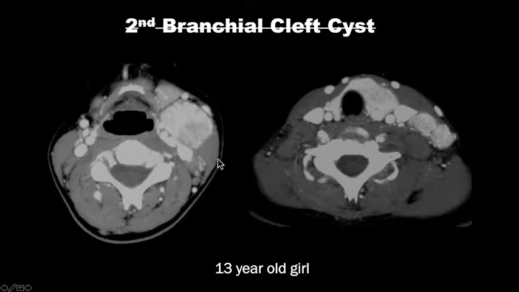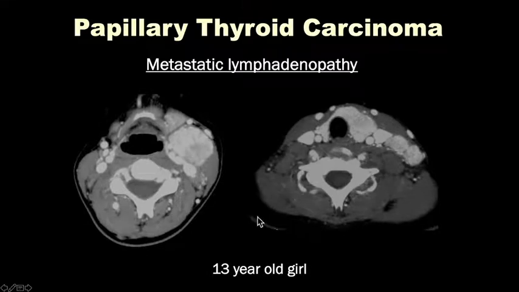Here's a 13-year-old girl with a solid mass between the submandibular gland and sternocleidomastoid muscle. Lower down, there was a mass in the left lobe of the thyroid gland and other lymph nodes. And this is papillary thyroid carcinoma with metastatic lymphadenopathy. So this doesn't look like a cyst. It's solid, it's hyperdense. But we know that differentiated thyroid carcinoma can have cystic lymphadenopathy that could easily occur in this location.